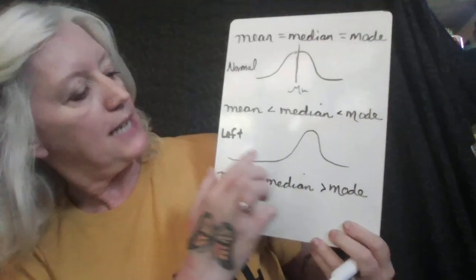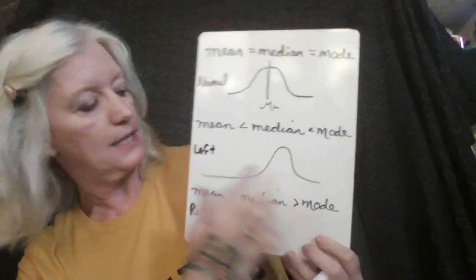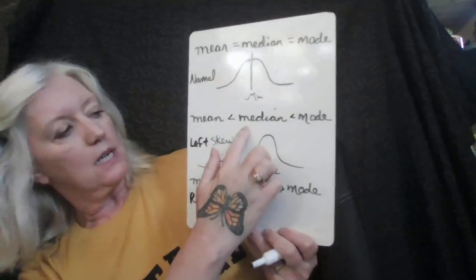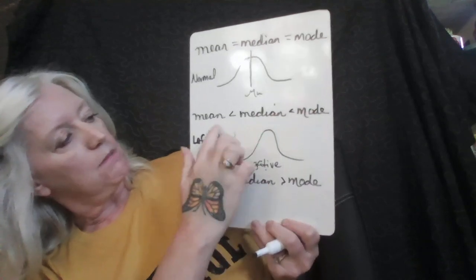Okay? Now, in a left-skewed distribution, we're going to have a tail on the left. So it's going to look more like this. I kind of exaggerated it, but my bump is on the right and my tail is on the left. And that is called a left skew. Left skew. It's also called a negative skew. And in that case, the mean is going to be less than the median and the mode. The mean is going to be less than the median and the mode.